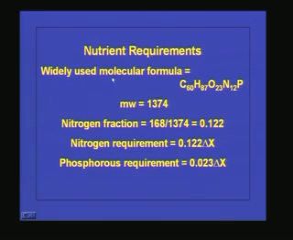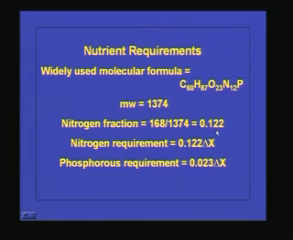The most widely used molecular formula, as we have already seen, is C60H87O23N12P. If you find out the molecular weight of this, that means 60 into 12 plus 87 into 1 plus 23 into 16 plus 12 into 14 plus phosphorus, we will get 1374. The molecular weight of this compound is 1374 grams. And if you want to find out the nitrogen fraction, it is nothing but 14 into 12 divided by the total molecular weight, that means 0.122.